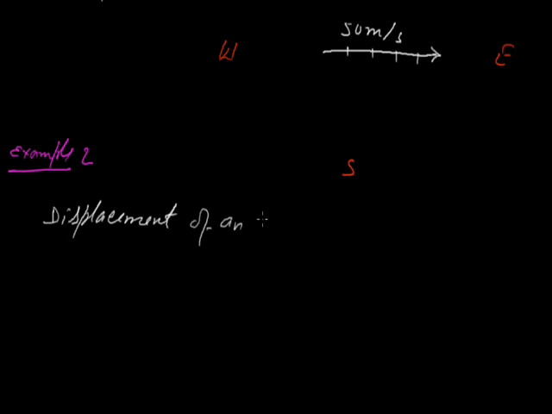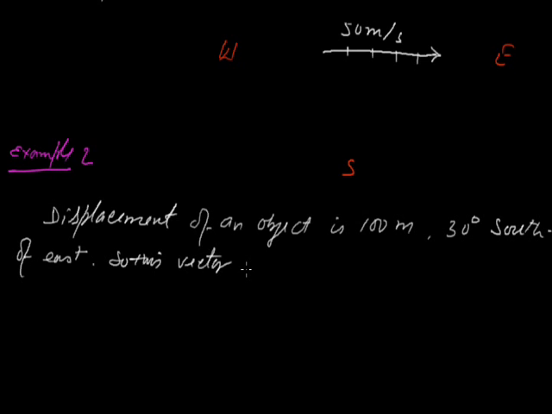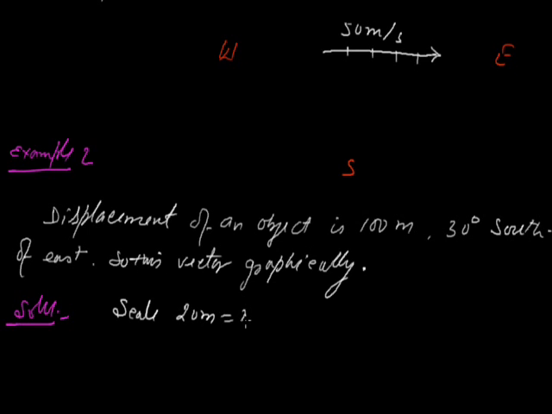Next example: displacement of an object is 100 meter, 30 degree south of east. Show this vector graphically on graph paper. Now the solution. The scale depends on our choice. Suppose 20 meter is 1 centimeter. So the value of 100 meter will be 5 centimeter.